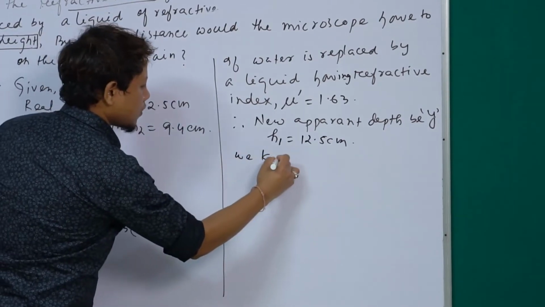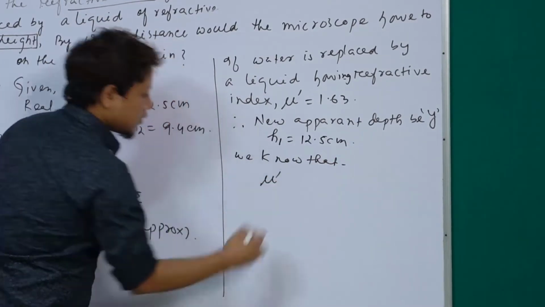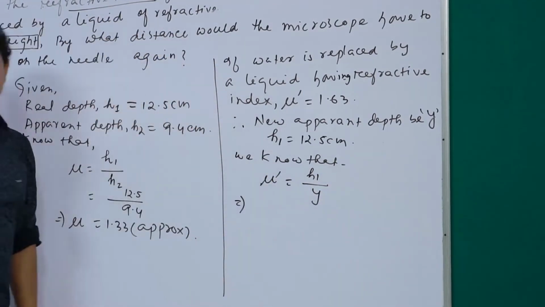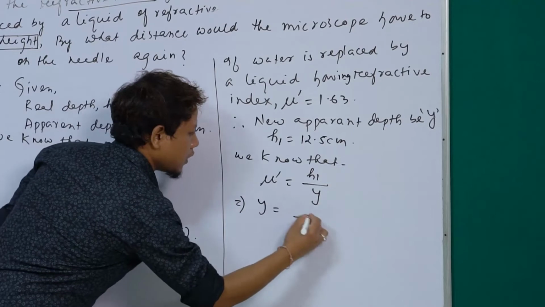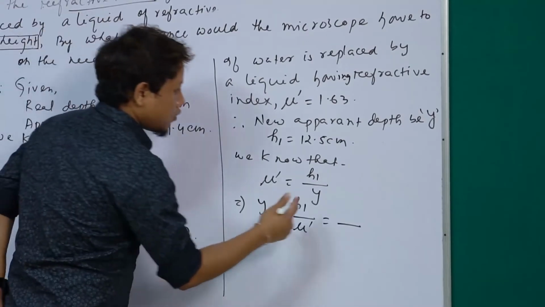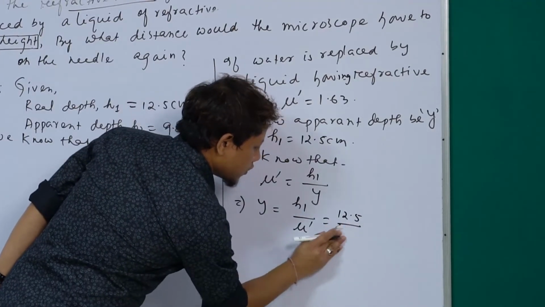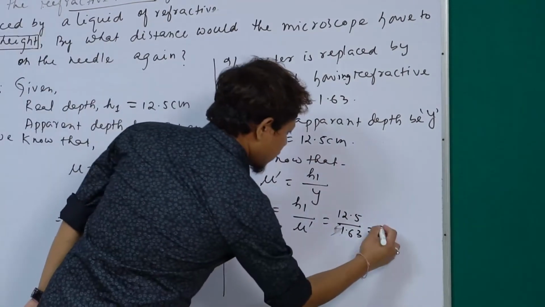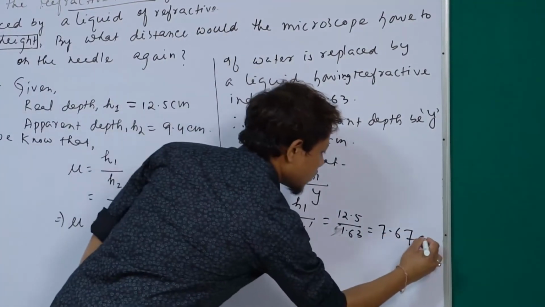We know that mu dash equals h1 divided by y. We have been given mu dash and h1, and we have to calculate y. So I'll transfer to the other side: y equals h1 divided by mu dash. The value of h1 is 12.5 and the value of mu dash is 1.63. After calculation, the answer will be 6.76 centimeter.